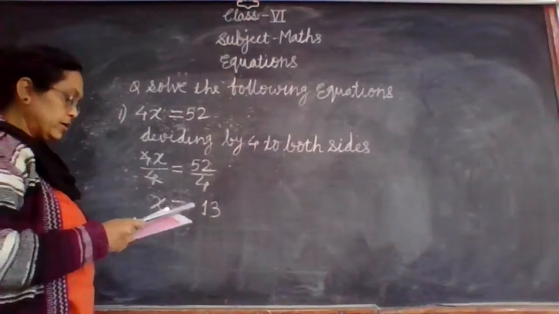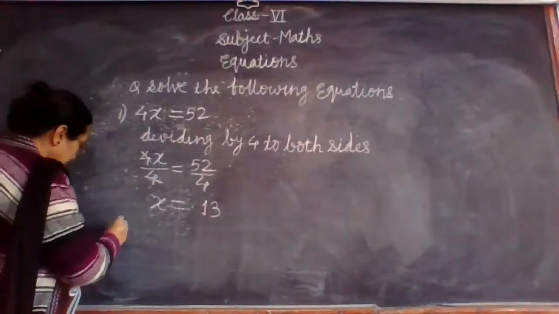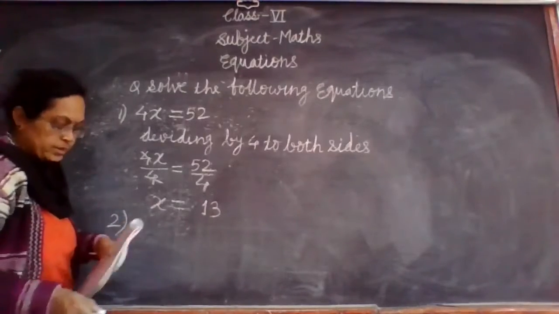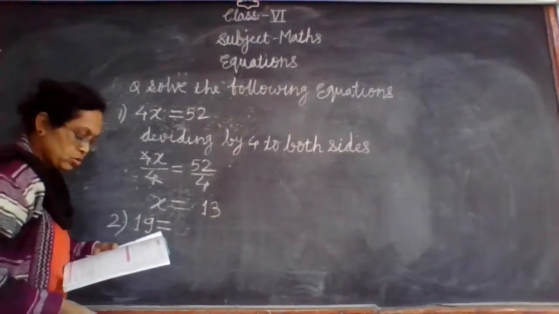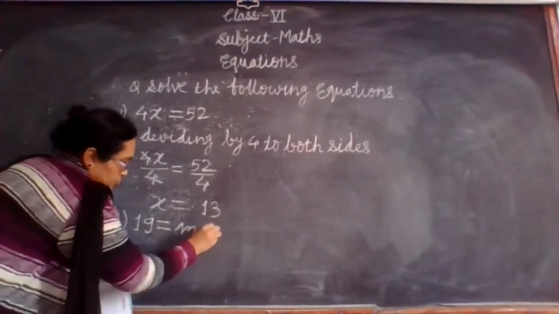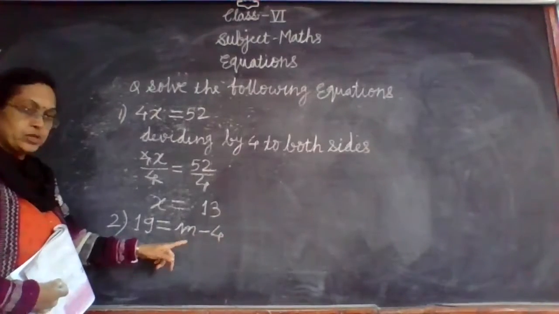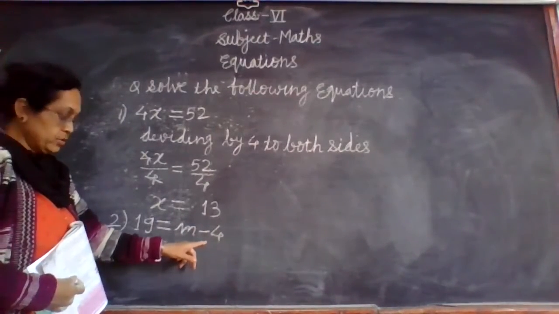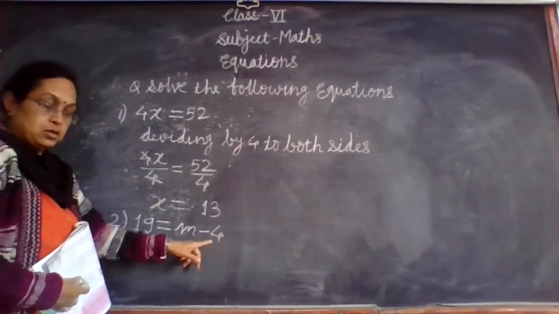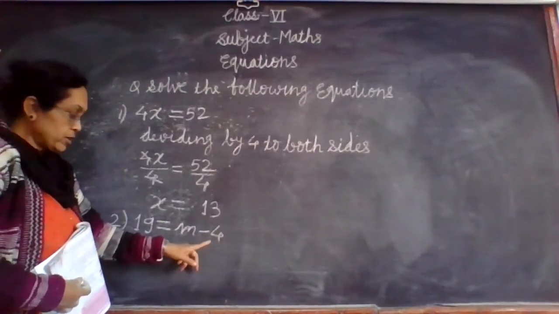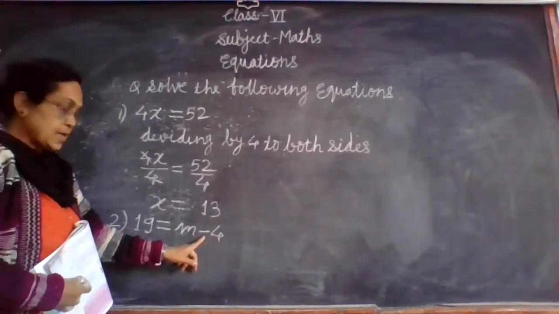Now let us do next example. Next example is 19 equal to m minus 4. Here what is the variable? Variable is m. With that, in this side, which is the constant, that is 4, and it is subtracted from this. So to cancel or to exclude this constant, we need opposite of subtraction, that is addition.